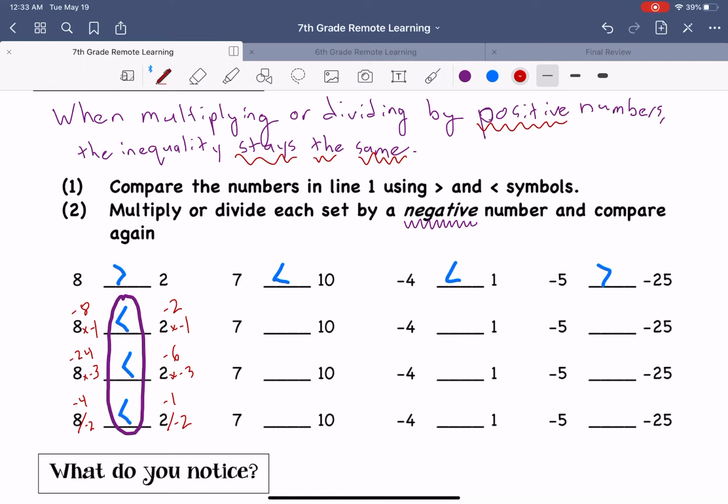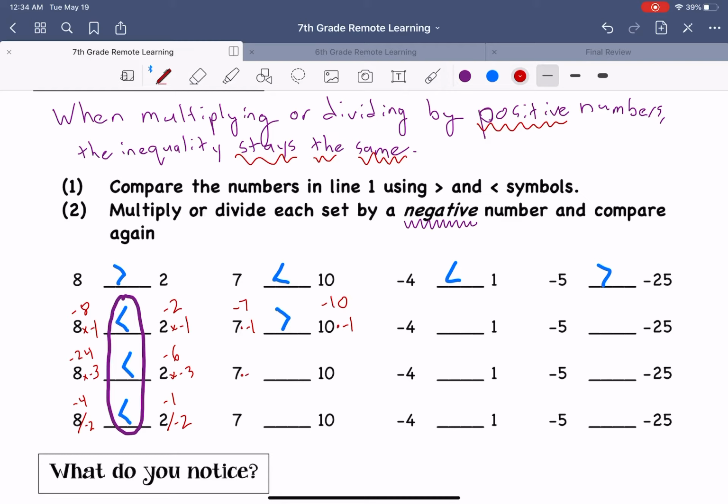Well, maybe that's just with 8 and 2. Maybe that won't hold with other numbers. So we better try it. Let's try -1 again. So we've got -7 and -10. And -7 is greater than -10. We have a flip. Okay, let's keep trying.